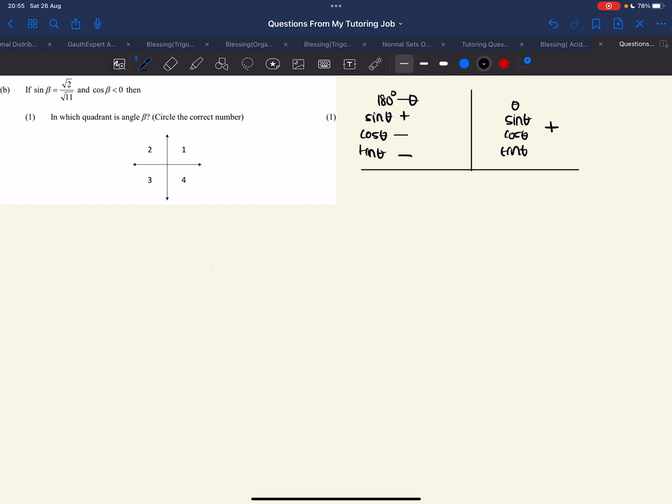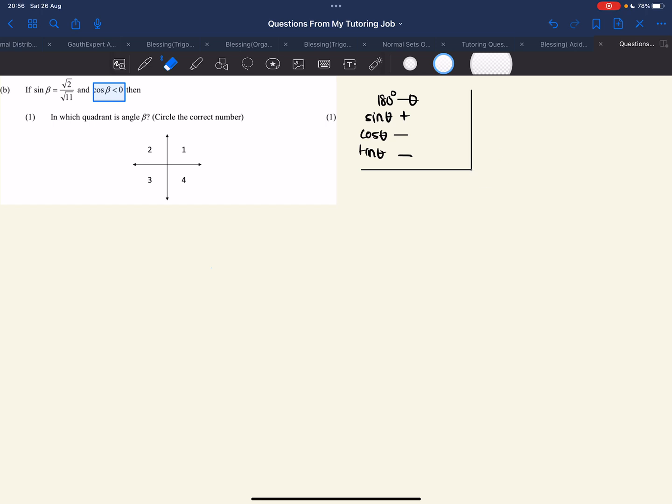Now the second part of this question: we are told that cos beta is going to be less than 0. Can you see that in the first quadrant all the trigonometric functions, sine theta, cos theta, and tan theta, are all positive? But we are looking for the quadrant where sine is positive and where cos is negative. So the only quadrant that qualifies has to be quadrant 2.